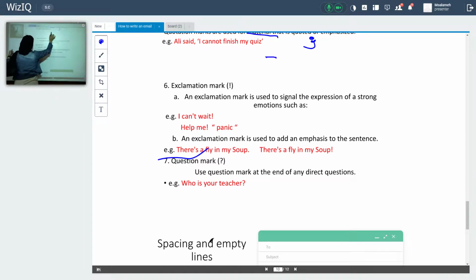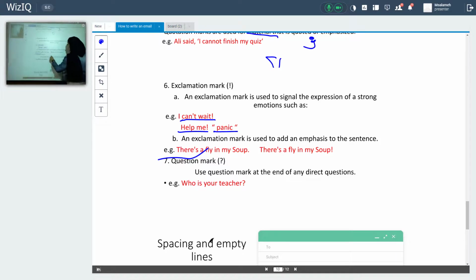Exclamation mark. Exclamation mark means علامة التعجب. An exclamation mark is used to signal the expression of a strong emotion such as, okay, look at this example here. I can't wait. Here I have emotions. Here I have expressions. I can't wait. Help me. It's panic. Okay, for panic. Help me. I want you to help me.